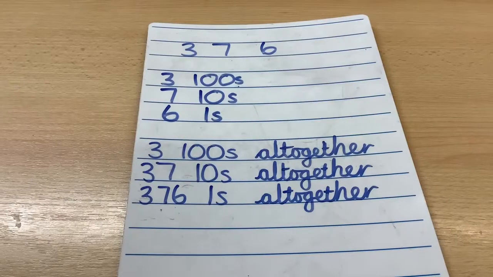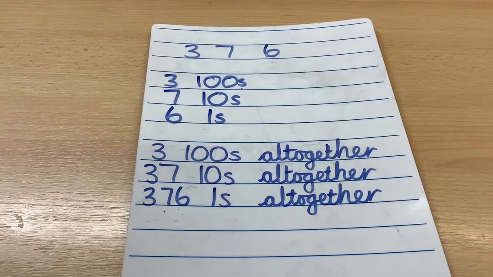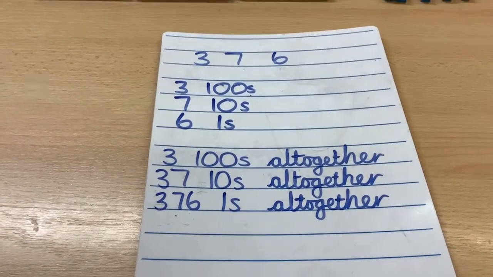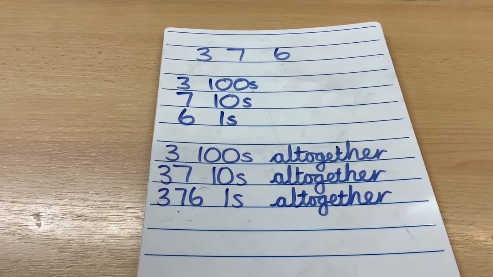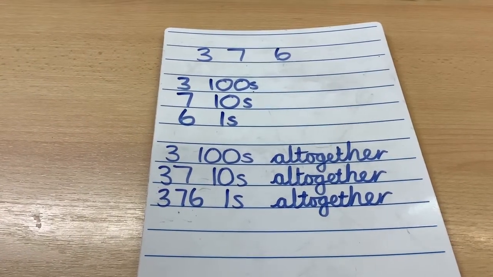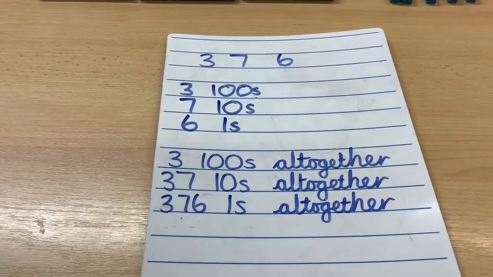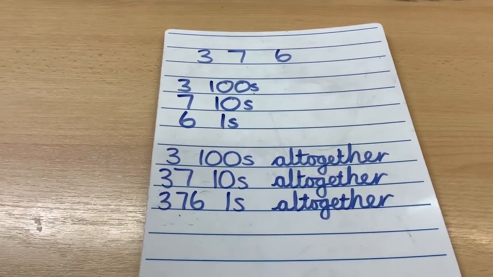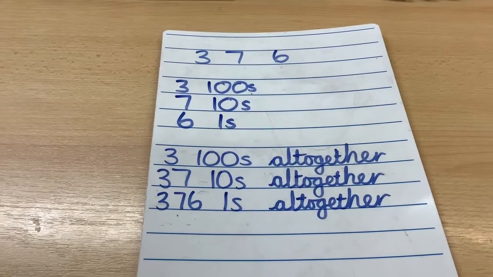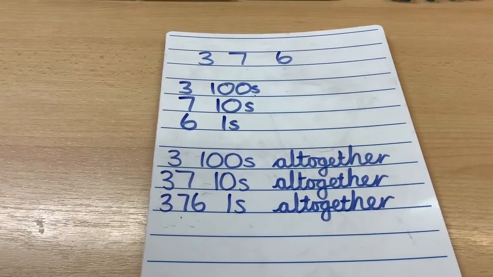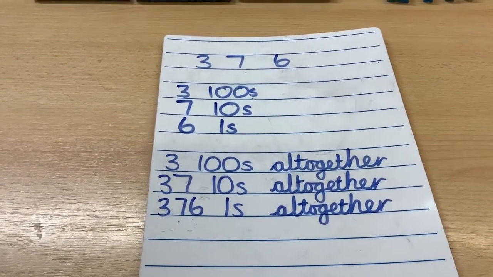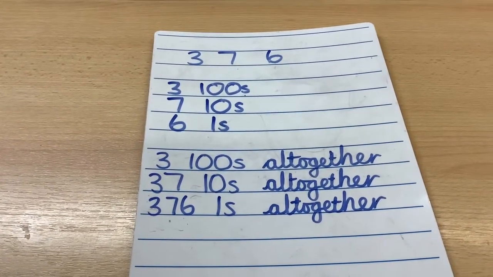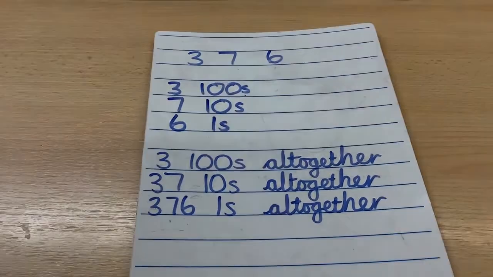So just to go through that again, we had the number 376. When we made it out of the base 10, we used 3 hundreds, 7 tens and 6 ones. When we looked at it all together, we found out that there were 3 hundreds altogether, 37 tens altogether, and 376 ones altogether. Pause the video now and tell your adult what you noticed about the parts altogether.